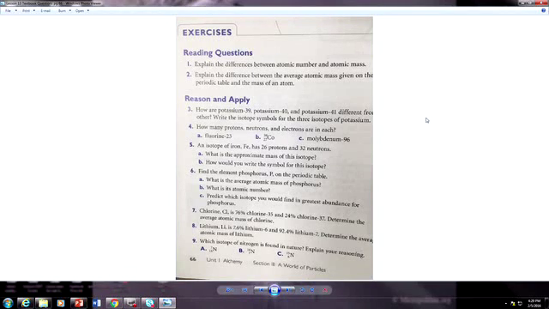Grab your textbook. We're going to go over the questions for lesson 13. They're on page 66 of your textbook. Pause until you're ready. If you're not ready, get your textbook.